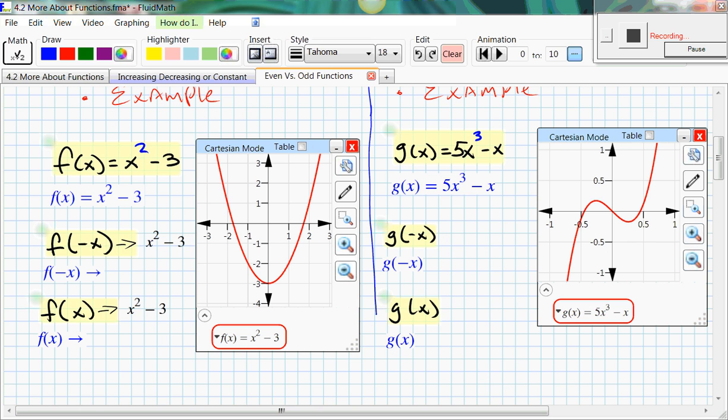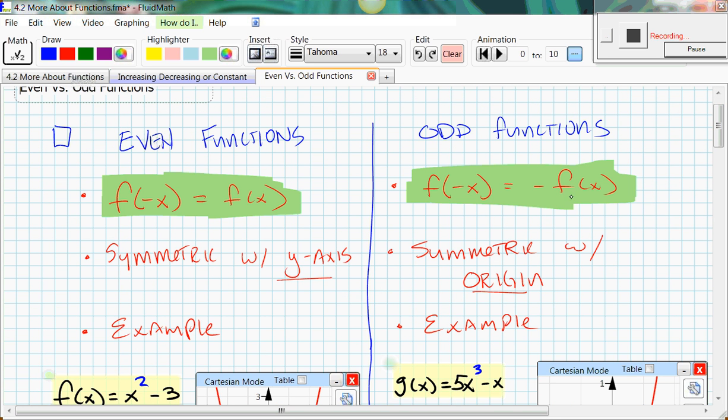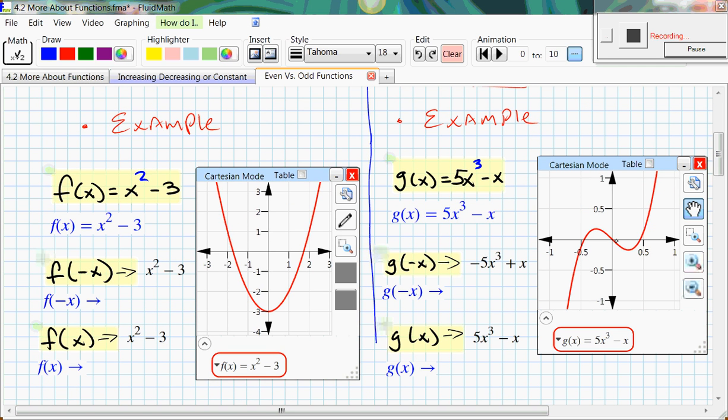Now that's in contrast to this, which is an odd function. So g of negative x, if I ask the calculator what that is, would give me negative 5x to the third plus x. Let's compare that to g of x regular. Notice it is the negative of g of negative x. So both signs have now changed. My negative 5x cubed became a positive 5x cubed, and my positive x became a negative. That tells me that f of negative x is the negative of f of x. That implies that I have an odd function, and it is symmetric with the origin.